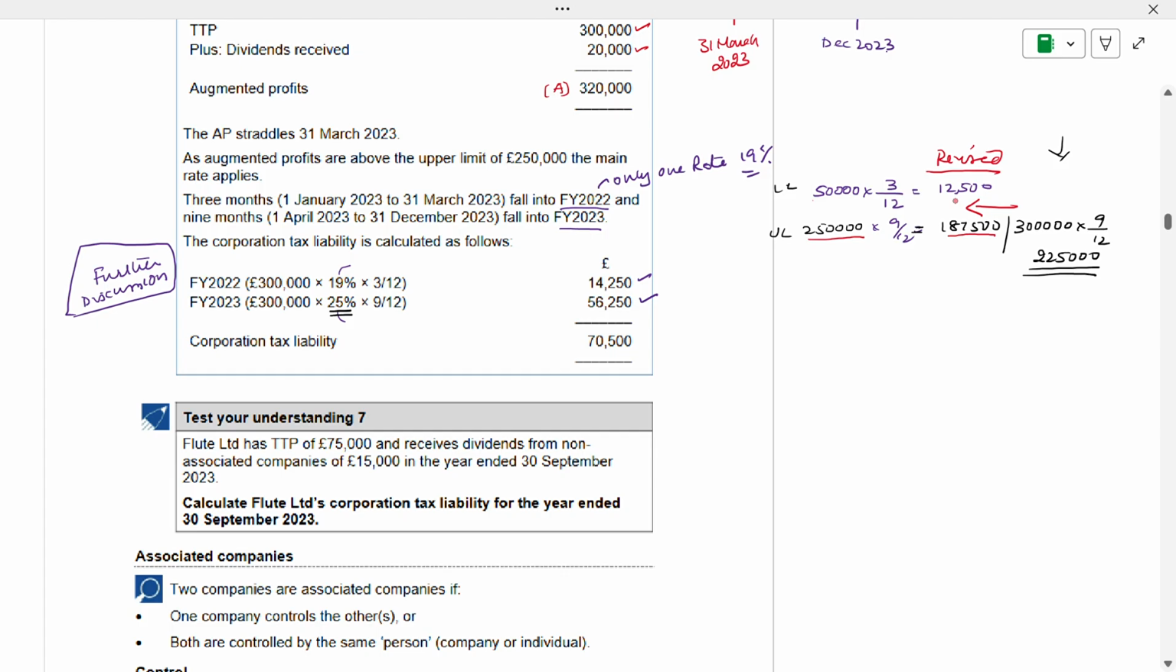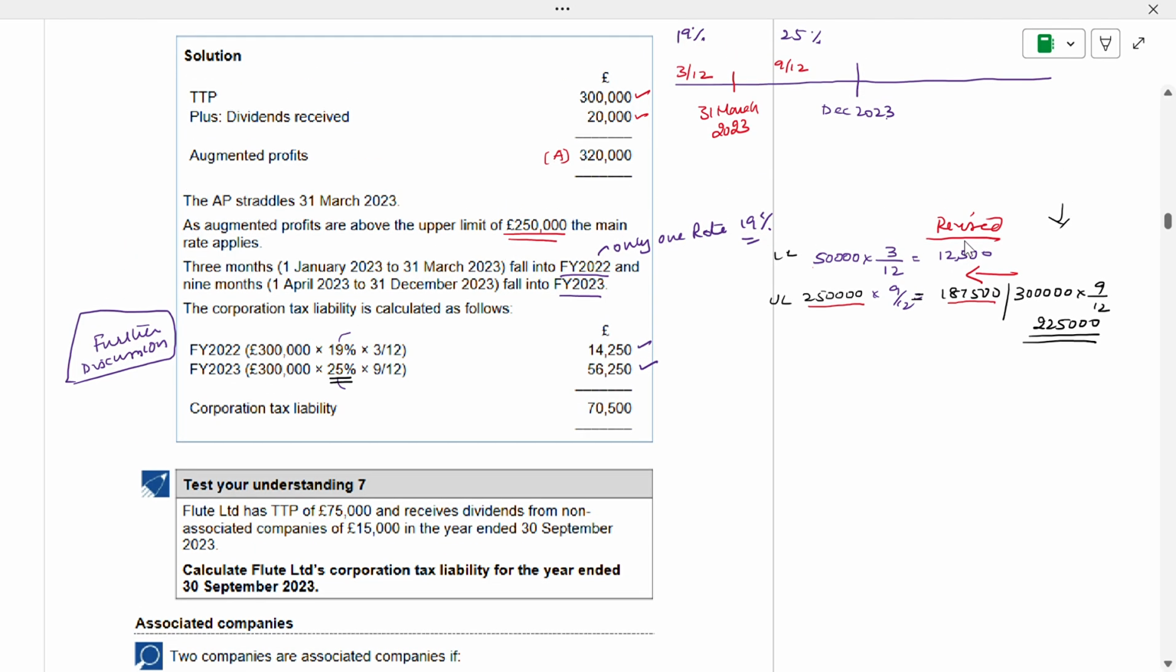And this taxable trading profit is 225,000. See, in order to compare it, first you have to revise the upper limit and lower limit. Okay, upper limit and lower limit. Then you multiply by 9 by 12. Then you make a comparison. Yes, sir. That was my question, sir.